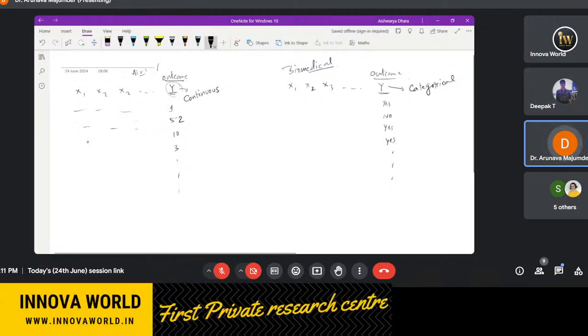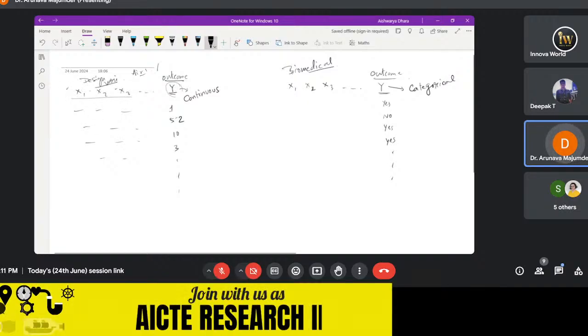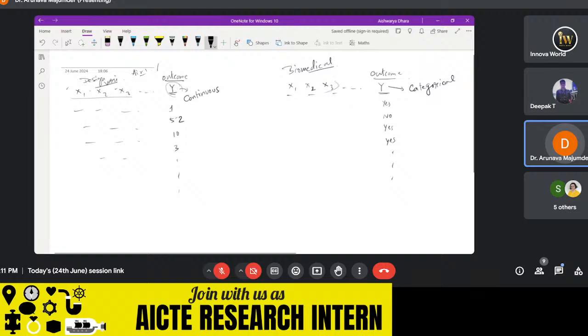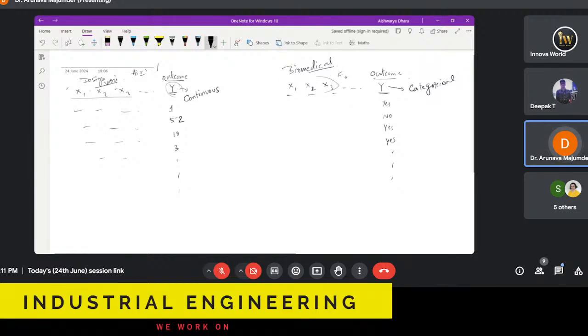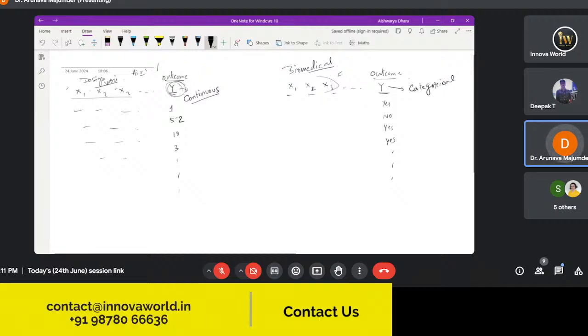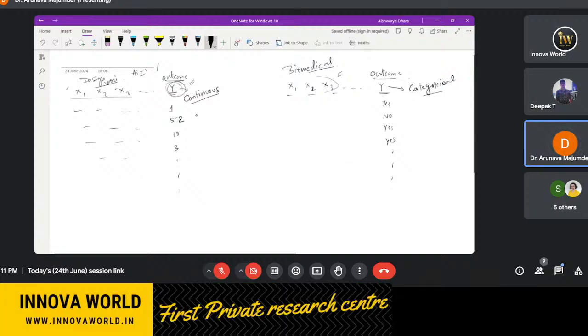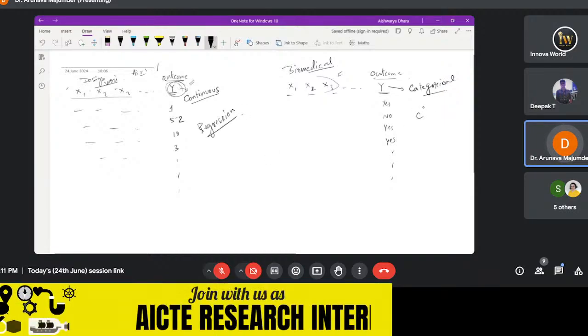Based on these different x1, x2, x3, these are the design variables. Design variables may be anything, maybe categorical, maybe continuous, but our focus is to only concentrate on the outcome variables, whether it is continuous or whether it is categorical. Okay. In the continuous case, generally we will apply the regression analysis. And in categorical, we will be applying the classification.